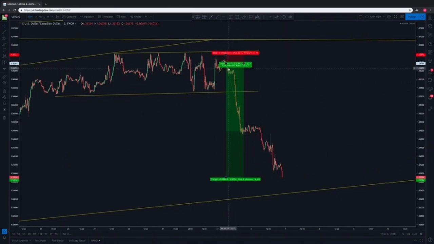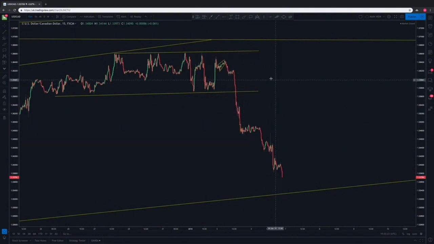Some people only took break evens and didn't get any of this move. And this precision is what is going to help you. It's going to be a game changer. So first position there, as you can see there on the 15-minute chart. Let's take it one step further.